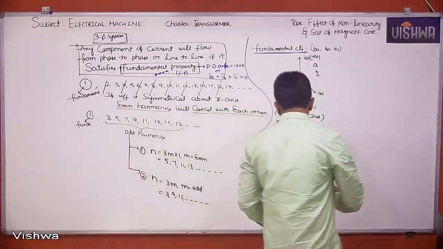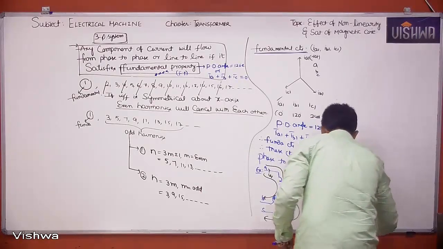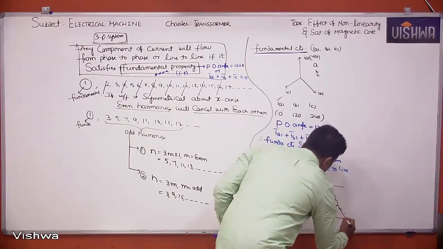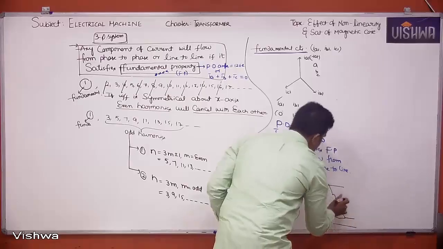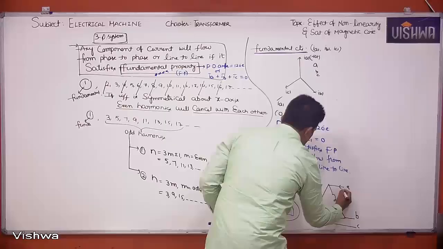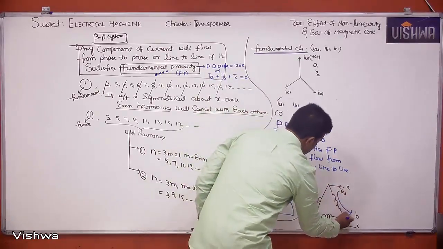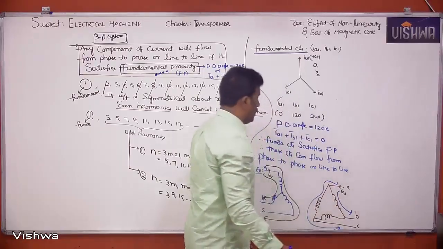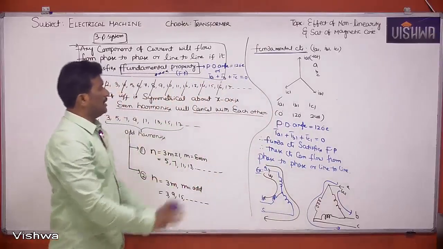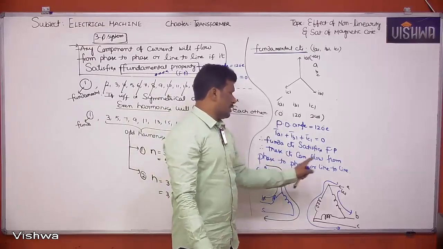This is star connection. Suppose if you take delta connection also, since these currents satisfy the fundamental property, they will have flow from phase to phase or line to line. So I can say A phase, B phase, C phase. If we take IA1 here, yes, it will flow from A phase to B phase, A to B, A to C. Similarly, IB1 will also flow from B to A, B to C. So here I just concluded that fundamental current satisfies the fundamental property. These currents will flow from phase to phase or line to line.